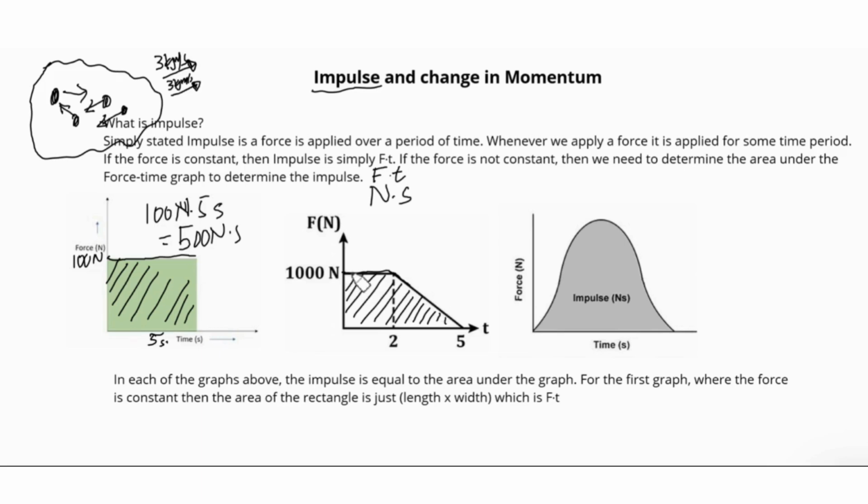Generally, forces are not applied all constant like this. If you were to go and push someone, for example, the force might look something like this, where you start off gently and you raise it up and then you back off again. And so the impulse in this case would be the area under this graph. Okay, so that's how we define impulse. It's the force applied over a period of time.